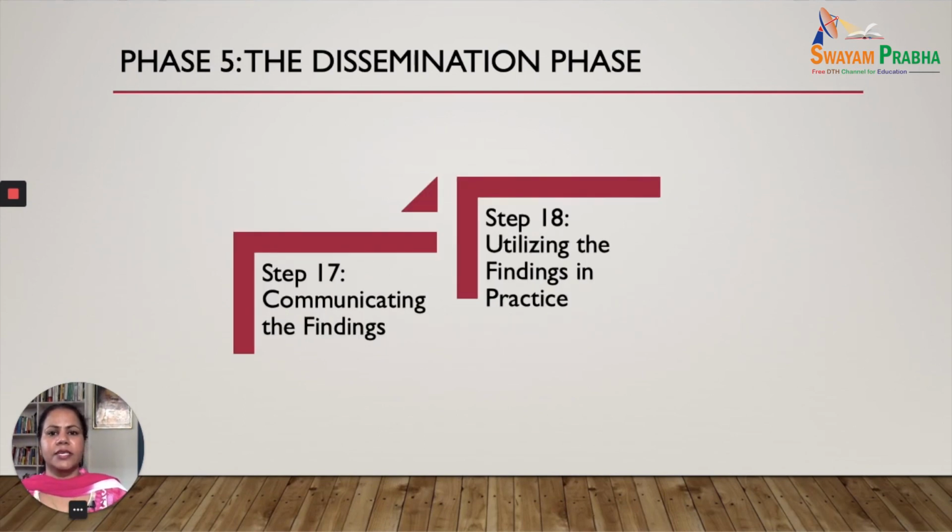Next phase is the dissemination phase. Till the time your research study has not been communicated to the nursing fraternity, it is not useful. So this step is very important, where you communicate your findings to other people. Here there are two steps involved. The 17th step is communicating the findings, and the last step is utilizing the findings in practice.